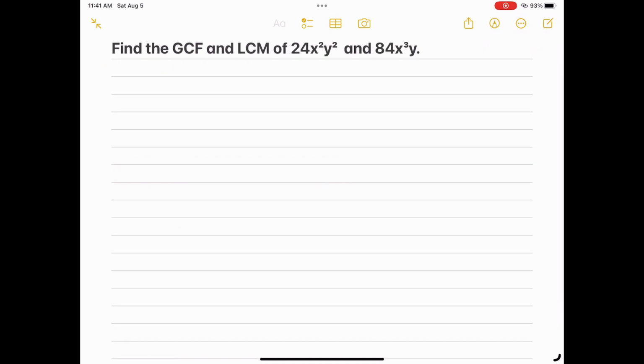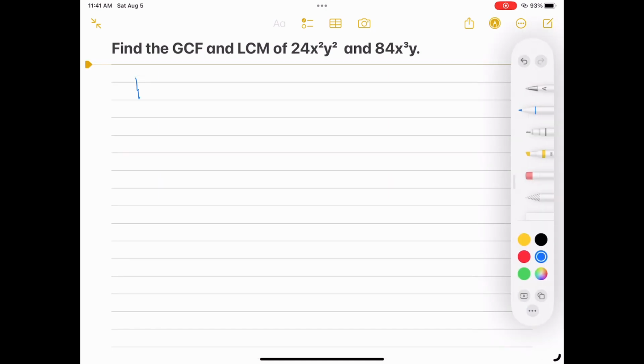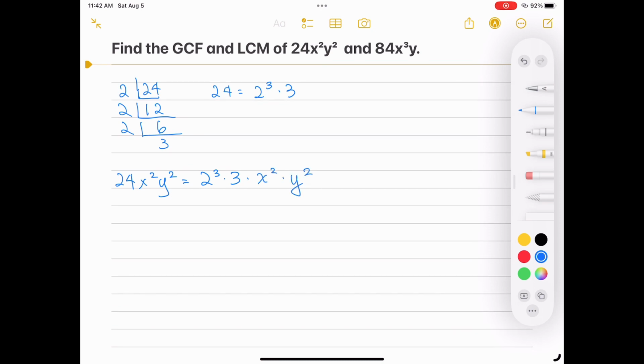Find the greatest common factor and least common multiple of 24x squared y squared and 84x cubed y. So we do the prime factorization of 24, which is 2 to the third power times 3. So 24x squared y squared equals 2 to the third power times 3 times x squared times y squared.